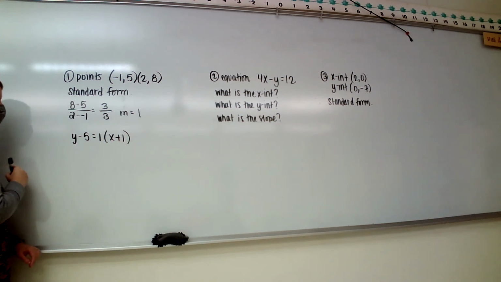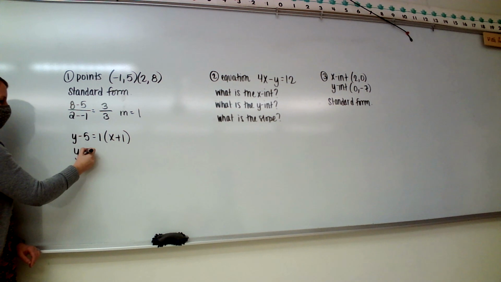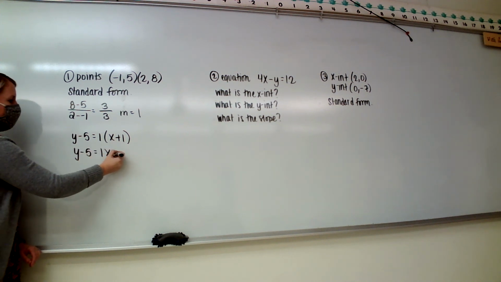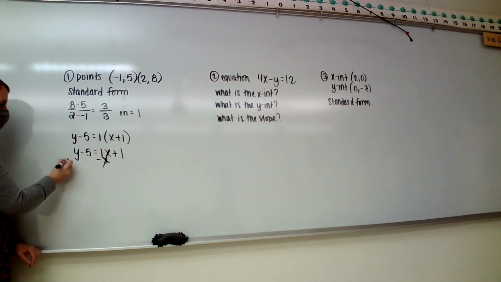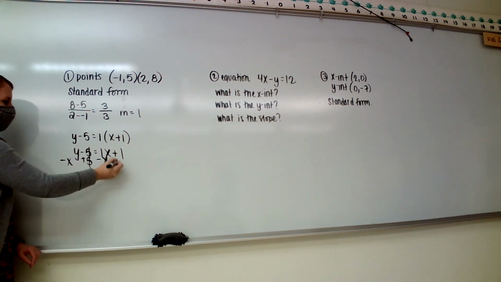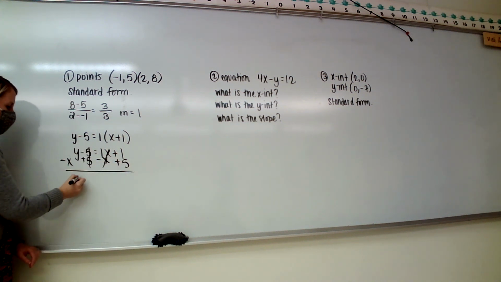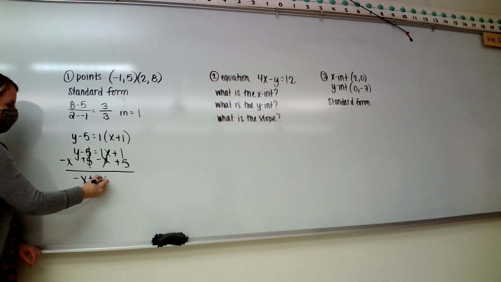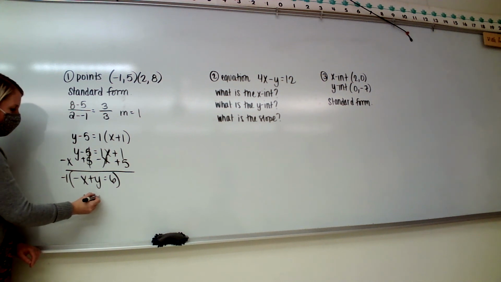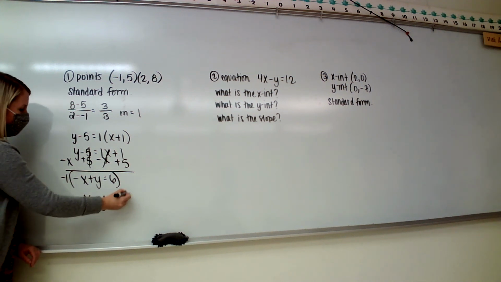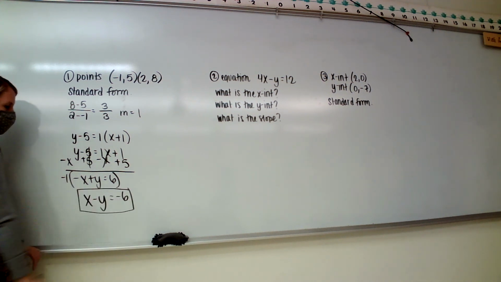So just be careful with signs. And then I'm just gonna start to kind of distribute and move some stuff around. My x's I want to put with my y, my constants I want to put together. I end up with negative x plus y equals 6. I need to take care of that coefficient, and my final equation should be x minus y equals -6. Beauty.